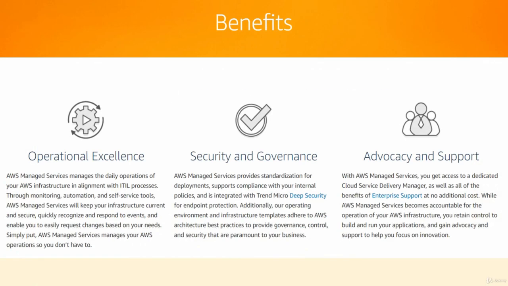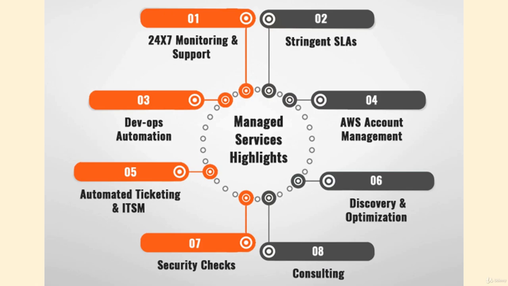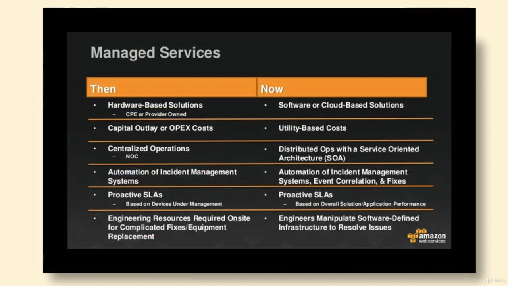There are huge benefits like operational excellence, security and governance. It makes it easy to govern your applications. It has great advocacy and support, and the people are there to support you. There is 24/7 monitoring and support. We have stringent SLAs. You have the AWS account management. You got discovery and optimization. You got consultancy in case you are in trouble and your team could not fix these things. You have got security checks, automated ticketing, DevOps automation, and more tools with managed services.